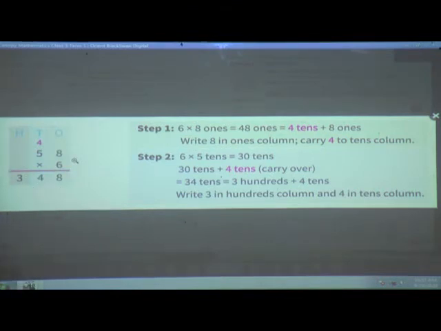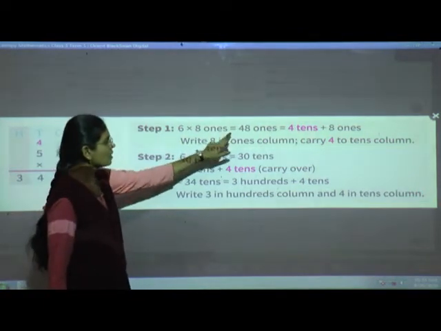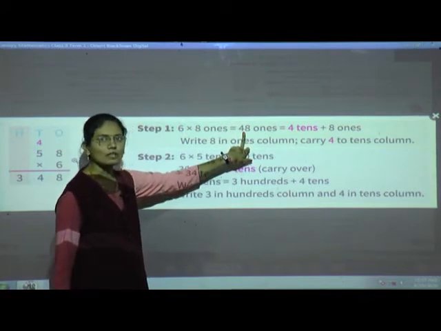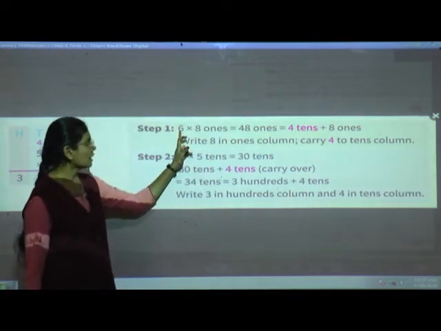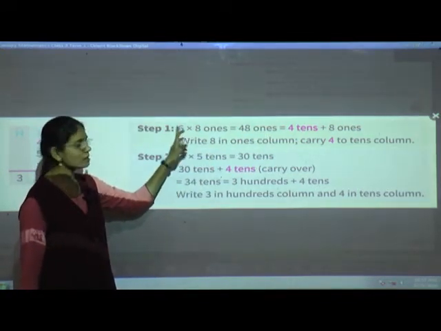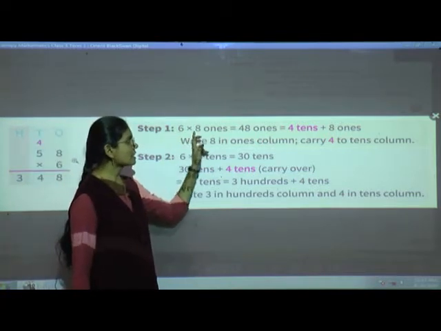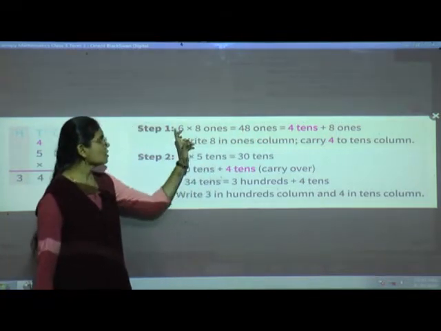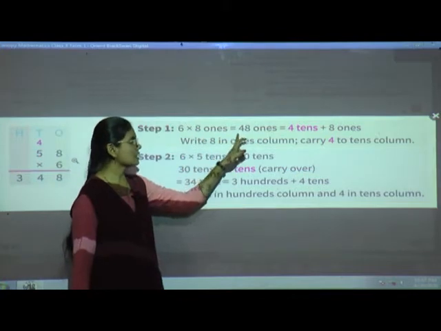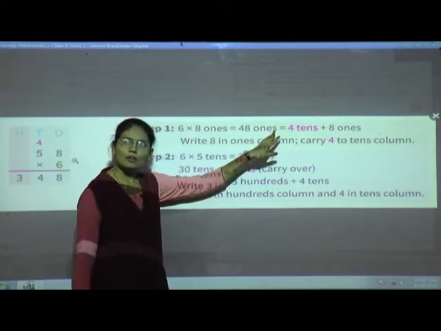Okay, now here 6 into 8 ones. See, 6 into 8 ones is equal to what? 48 ones. You know the table of 6? Say the table of 6. 6 into 8, 6 8s are 48. So 6 into 8 ones is equal to 48 ones.